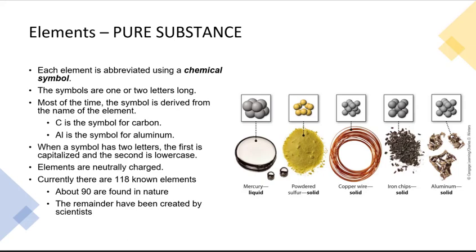We just got done learning about pure substances and mixtures. And we said that an element and compounds were both pure substances. So remember that elements are pure substances. Each element is abbreviated using a chemical symbol. The symbols are 1 or 2 letters long. Most of the time the symbol is derived from the name of the element.